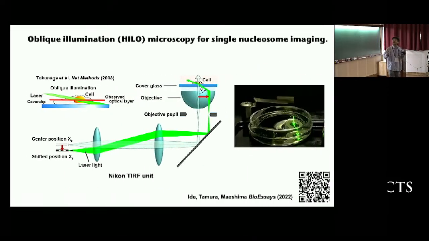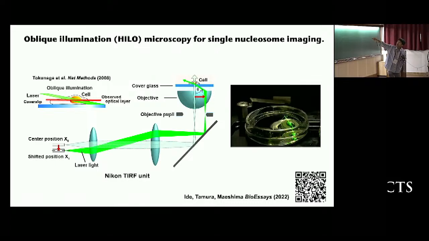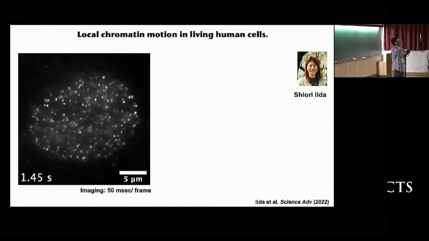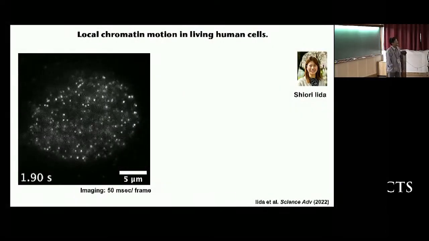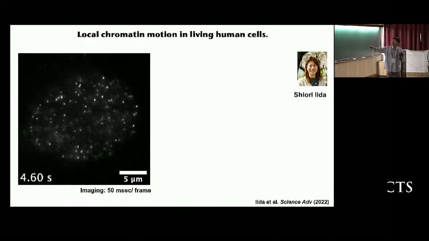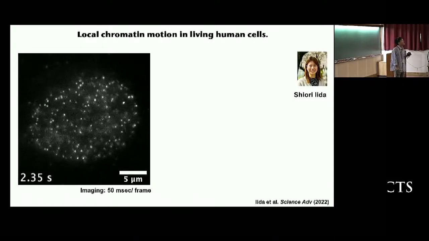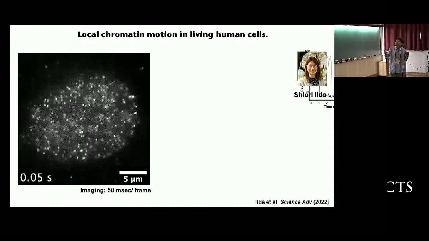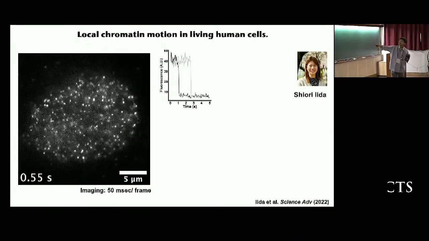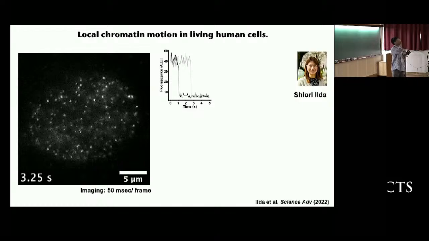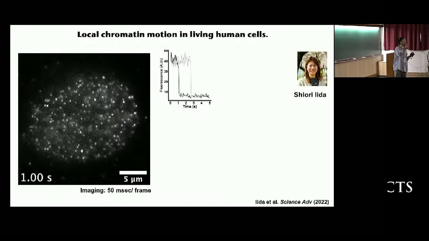And we use oblique illumination microscopy, which can illuminate a very limited area in the cells with very low background. So we can see the individual nucleosomes as very clear dots. You see they are fluctuating, and this data was obtained by my PhD student, Shiori Ida. These dots showed single-step photobleaching, so dots suddenly disappeared, suggesting each dot represents a single nucleosome labeled by H2B-HaloTag TMR.